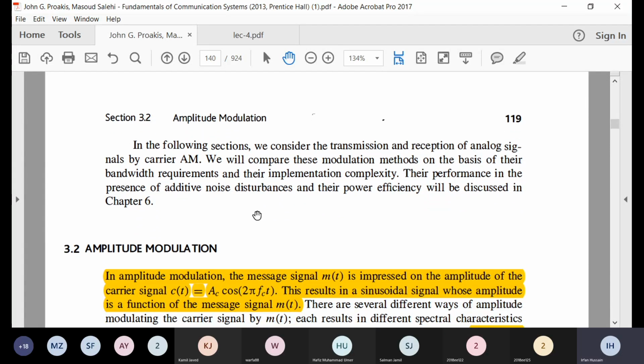So this chapter is about AM, amplitude modulation, and there are several techniques. We will be comparing those modulation methods of AM with respect to their bandwidths and complexity. But again, their performance in noise will be discussed in chapter 6.